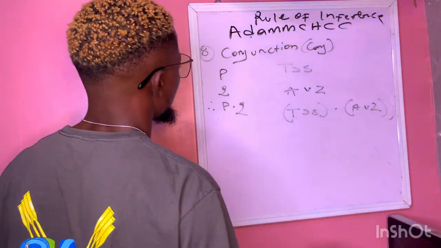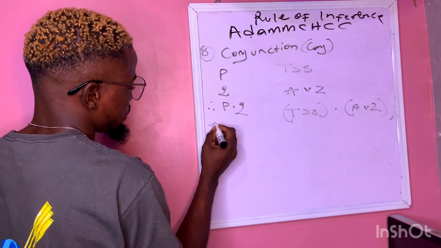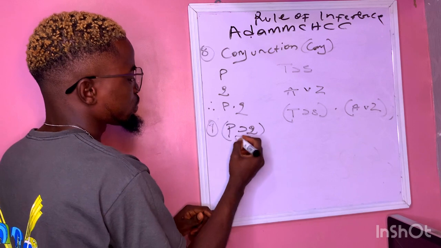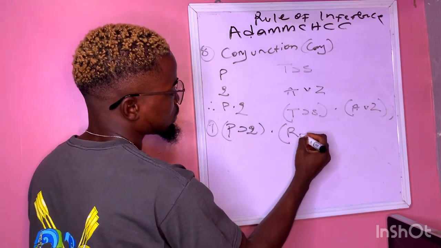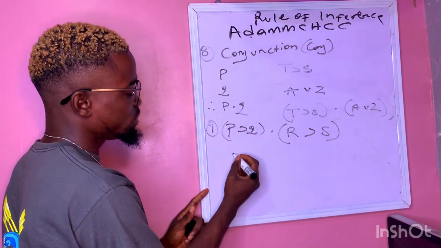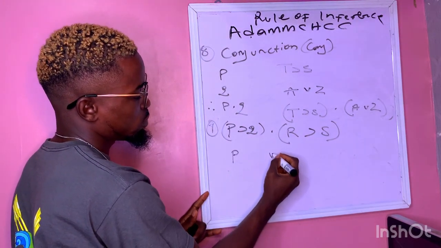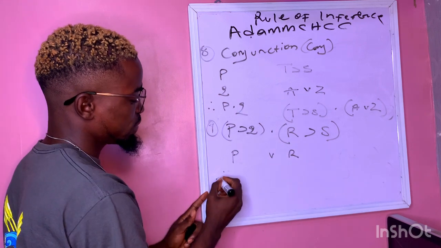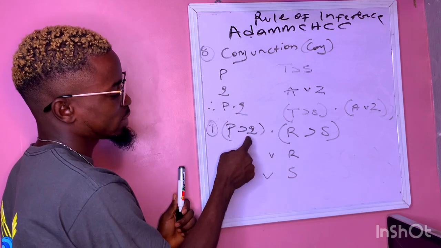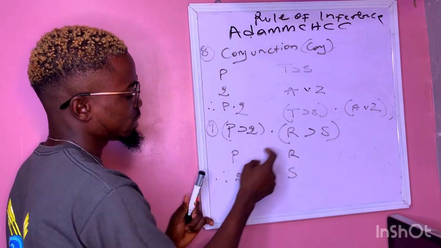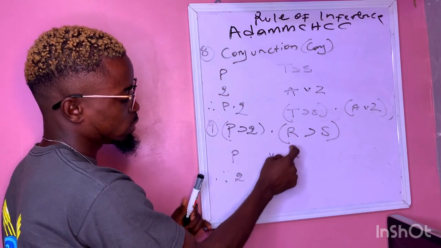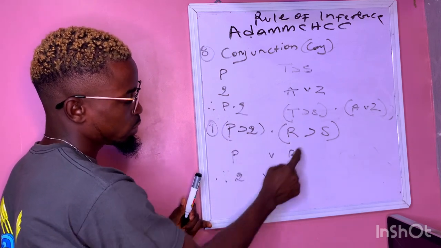Then the last one is constructive dilemma. Number 9, constructive dilemma says P implies Q and R implies S. The second line will be P or R, therefore Q or S. In other words, P implies Q and R implies S. The first one here or the first one here, therefore the second one here or the second one here.